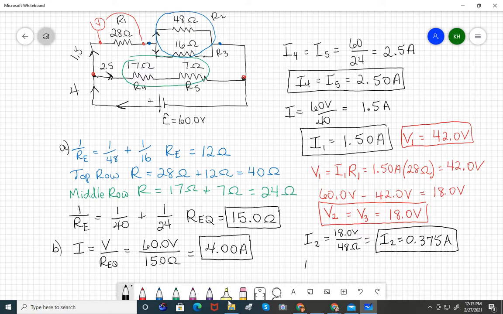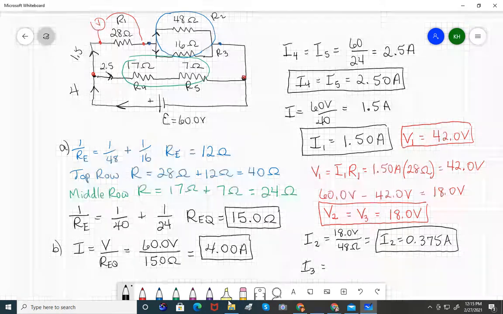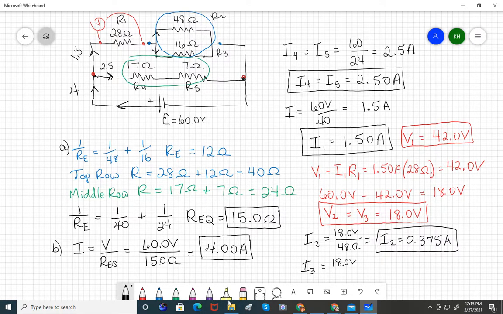To get I3, we know it also has 18 volts across it, but only 16 ohms resistance. So it's going to be bigger. In fact, it should be 3 times bigger. And that comes out to be that I3 is 1.125 before we round it, or for significant digit sakes, I3 is 1.13 amps.